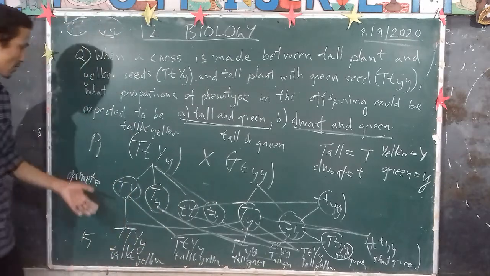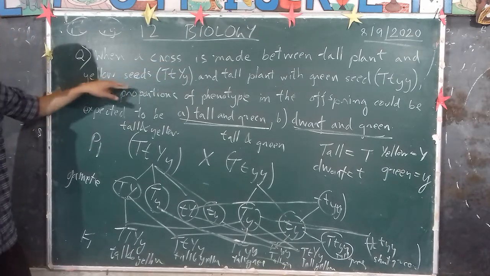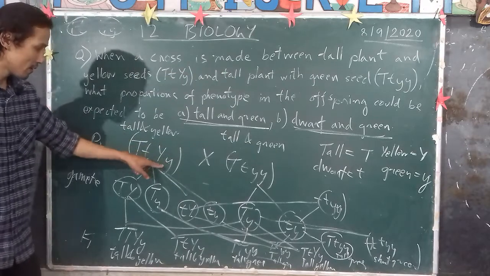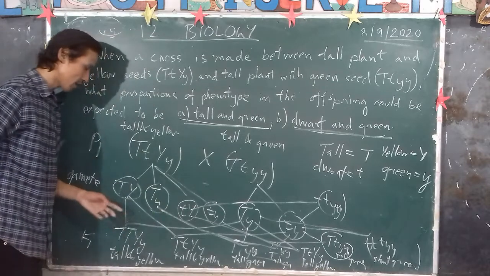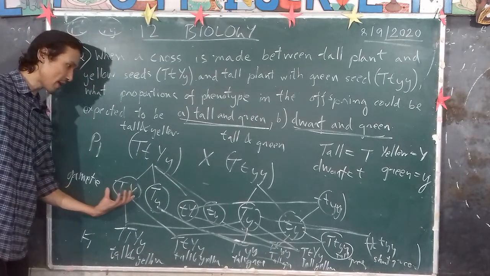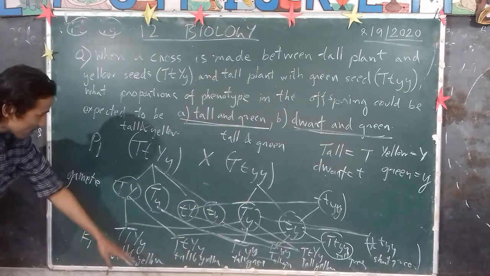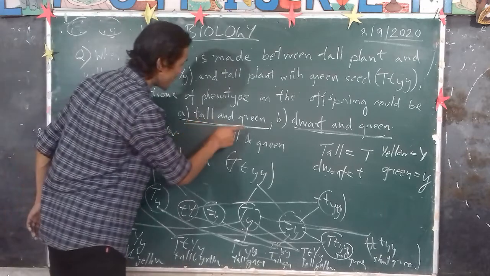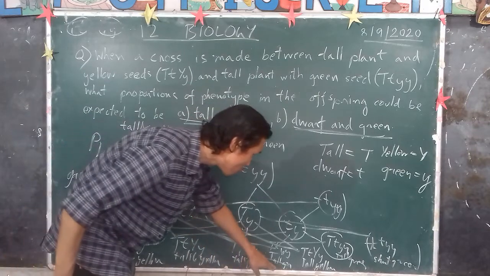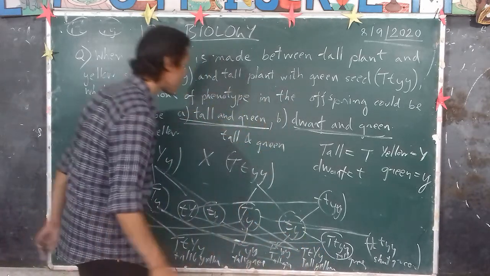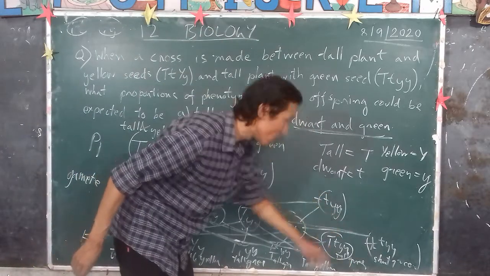So basically what happens is, you have to write the parental generations, that is the ones which are being crossed, tall and yellow with tall and green over here. Then you write all the gametes that are formed from both the parents, and then you're crossing. Now remember, each gamete from one parent combines with the gamete from the other parent. If you look at the characters over here, we are supposed to find out how many are tall and green. Tall and green, we're getting 1, 2, 3. Dwarf and green, we're getting only 1.